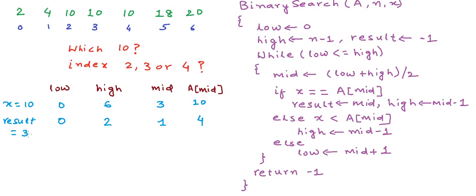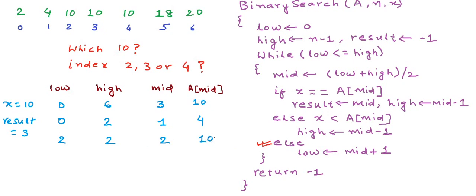Now for this case, low 0, high 2 and mid 1, we will go to this condition, when x is greater than the middle element. So low becomes mid plus 1. So low becomes 2, high is already 2. Now mid would also be 2. A mid would be 10.